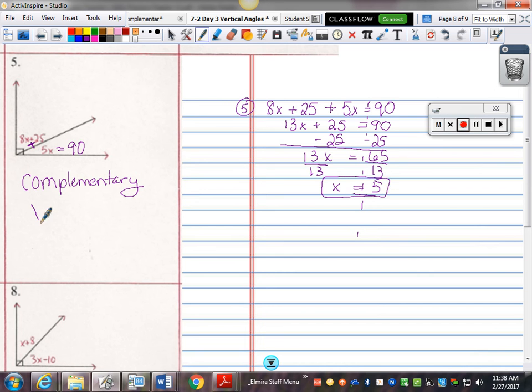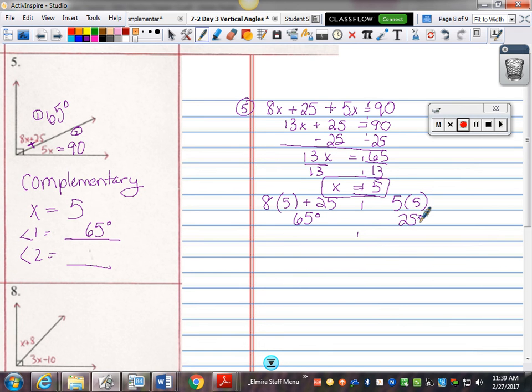Okay, going back to my paper, I can say, okay, x is 5. But I still need to know angle 1 and angle 2. So let's say this is angle 1, this is angle 2. Angle 1 I said is 8x plus 25. So 8 times 5 plus 25. 40, 65. And angle 2 is simply 5x. So 5 times 5 is 25.